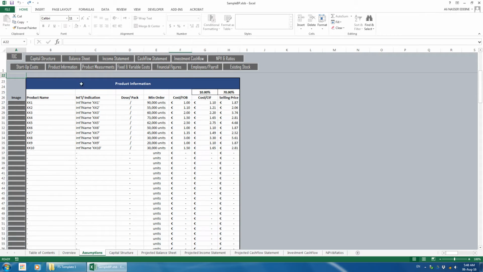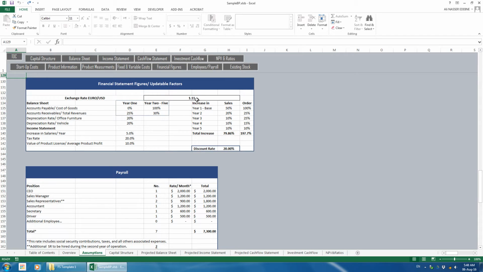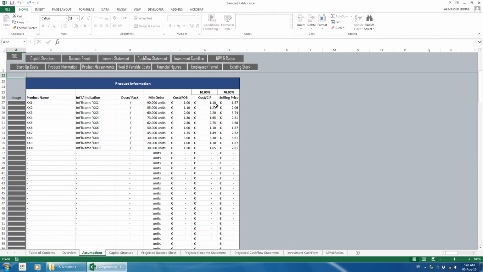The product information section contains the pricing of your products and the first order quantities. While this study is in dollars, these figures are in euros as the company imports products from Europe. If the currency is the same for your imports, you can set the exchange rate to 1. Additionally, if your products are purchased locally, you set the CIF rate to 0. The selling price is calculated as the CIF cost multiplied by the premium rate plus 1. You can also set this price manually.